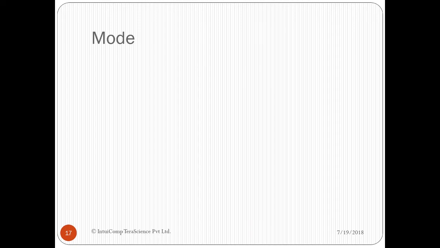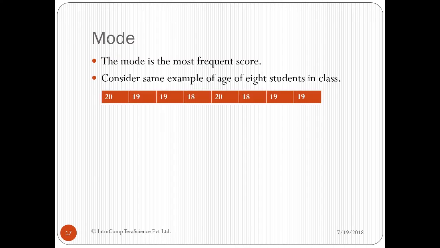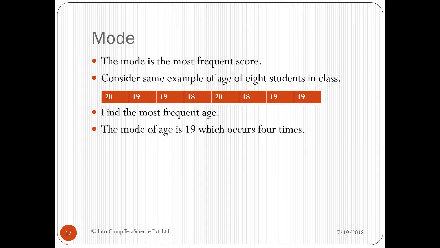Next is the mode, which is the most frequent score. It is rarely used as a central tendency measure. It is mostly used in categorical data, that is nominal type of variables. Consider the same example of ages of 8 students in a class. To find the mode, find the most frequent age. The mode of age is 19, which occurs 4 times.